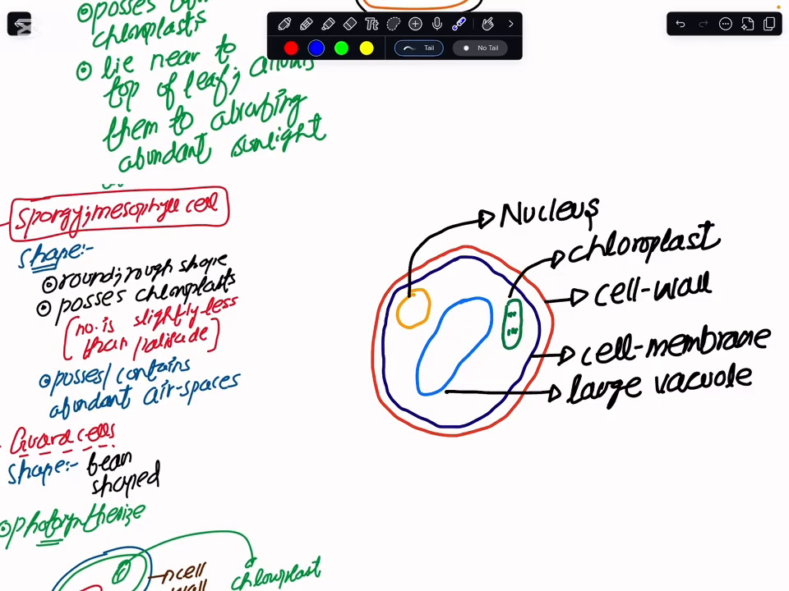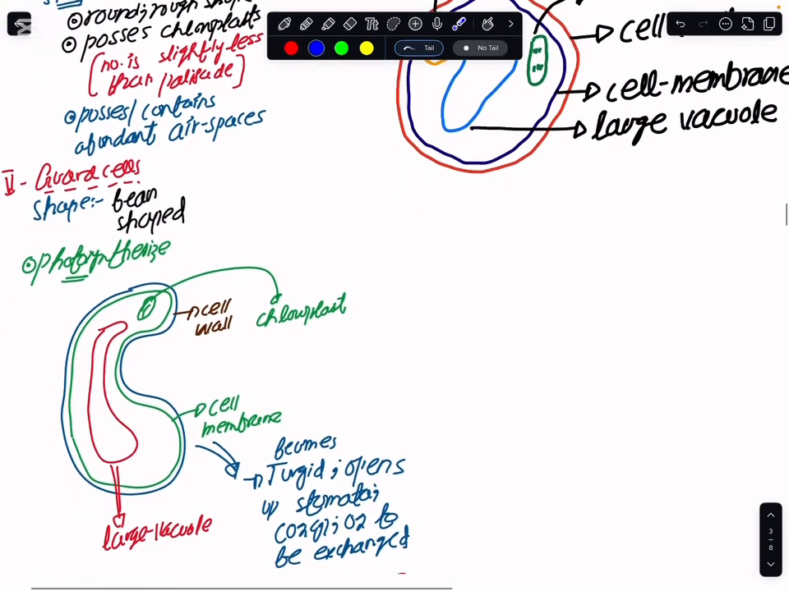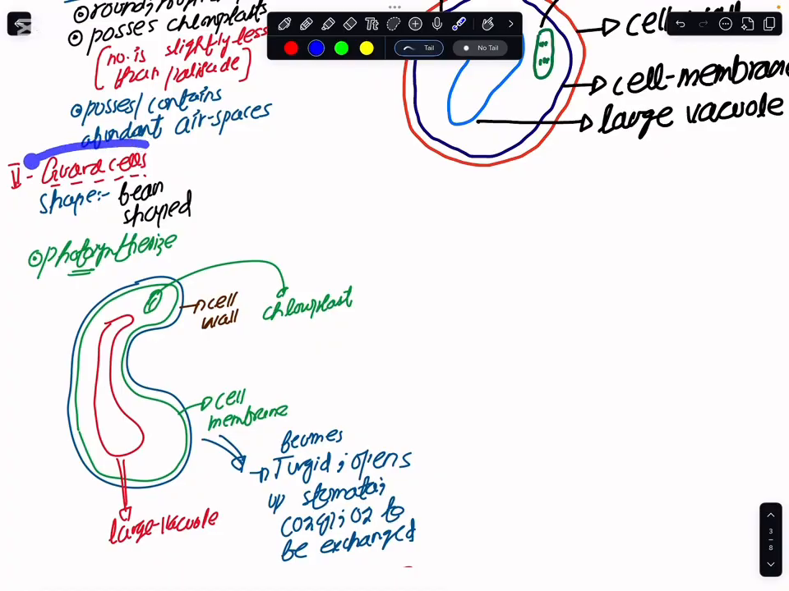And they contribute not only to photosynthesis, but since they have air spaces in them, they also allow gaseous exchange to take place. And in the context of photosynthesis, we can never forget about these guard cells that we have with us. Overall, these guard cells are bean shaped. They have their cell wall here, and then they have their cell membrane here. And then at the center again, we have their large vacuole, and then the nucleus is pushed toward the side.